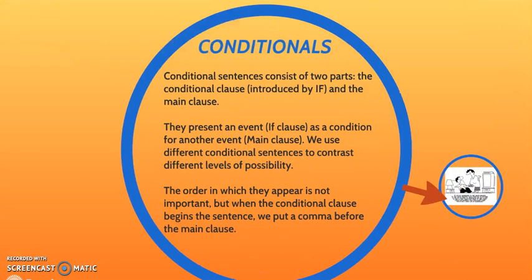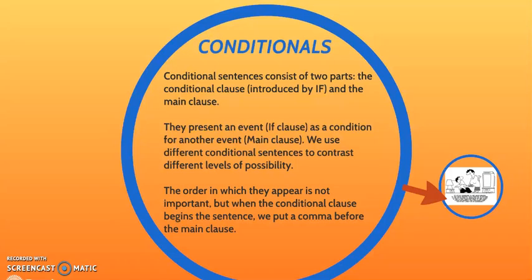These conditional sentences are made up of two parts. We have a main clause and a conditional clause introduced by if. They present an event if clauses are conditioned for another event to happen. And we use them to express different levels of possibility, from something that can be real in the present to unreal situations. The order in which they appear is not important, so you can start with the main clause and then the if clause, or vice versa.